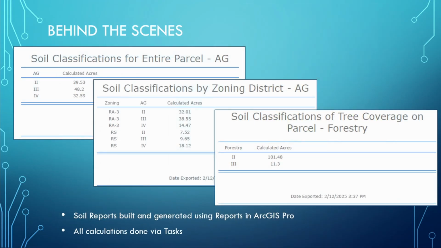So in this case, utilizing the reports feature of ArcGIS Pro, which again, if you're not familiar with that, I would recommend that you look into that as well. Using the reports feature, I was able to generate a multi-page report for each parcel for all the soil classifications. They want it for the soil classifications, if it's in ag, if it's in forestry, if it's in horticulture. They want it broken down by zoning district as well. And they need to know how much of that property has tree coverage on it. So we're doing the calculations for all of that.